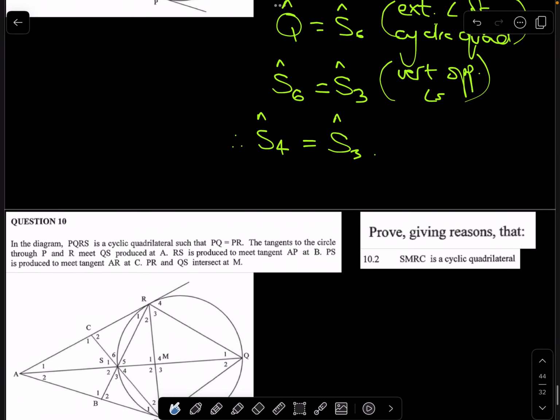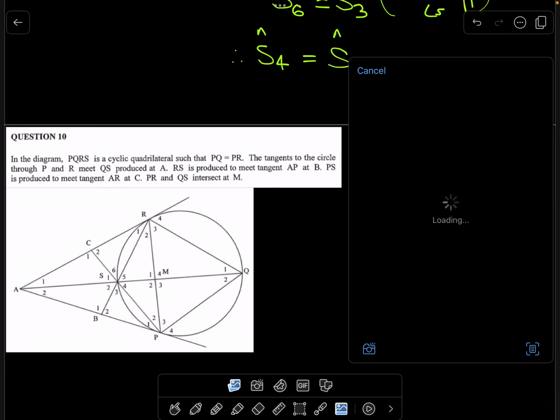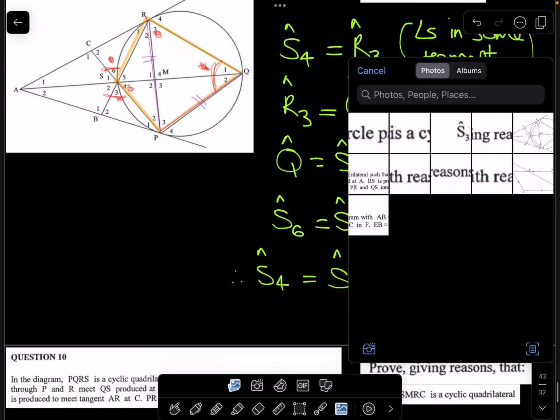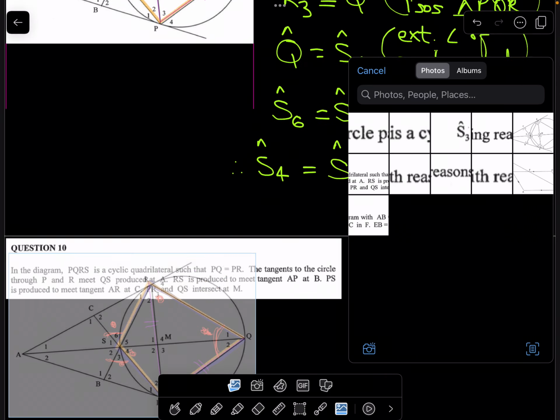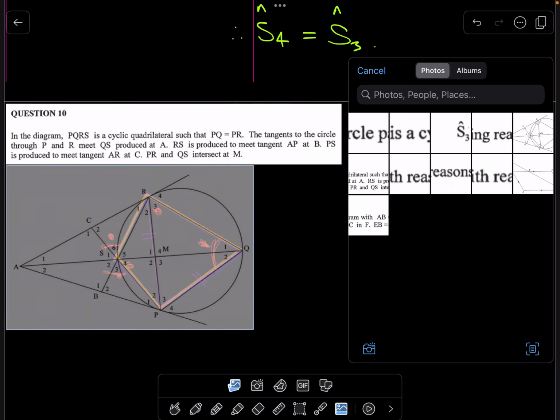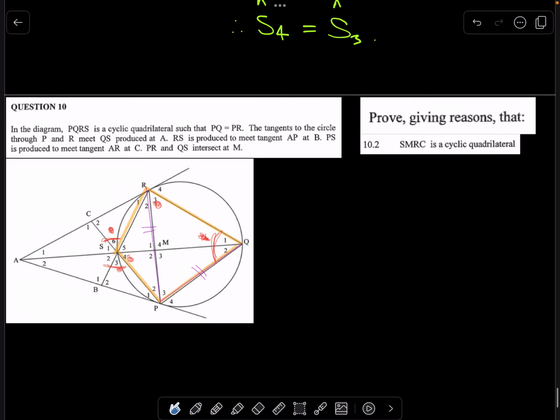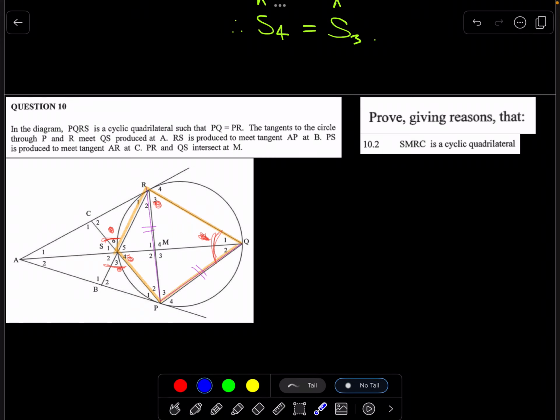I have a feeling, let me rather bring this diagram here. Okay, right. So next the question says, prove that SMRC is a cyclic quad. Okay, so I'm just gonna draw my little circle.